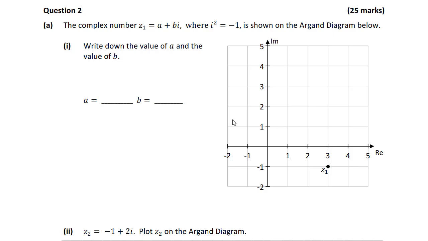So for question 2, we have a complex number z1 shown on the diagram. So here we have it. We want the value of a and the value of b. Well, the value of a is on the x-axis and the value of b is on the y-axis. So this value must be 3 and this value must be -1.